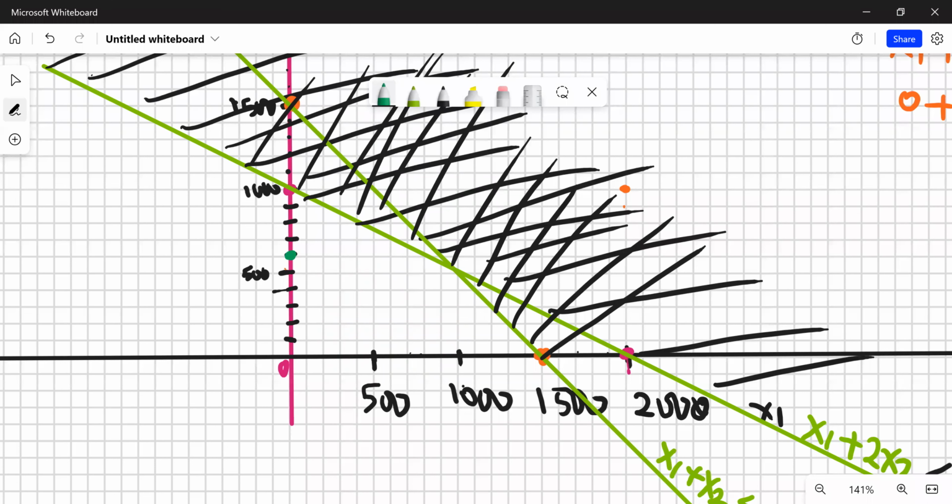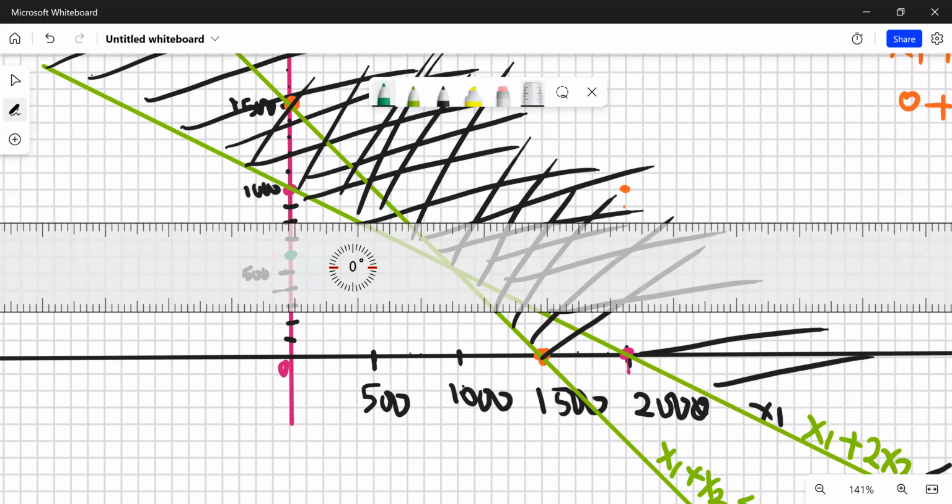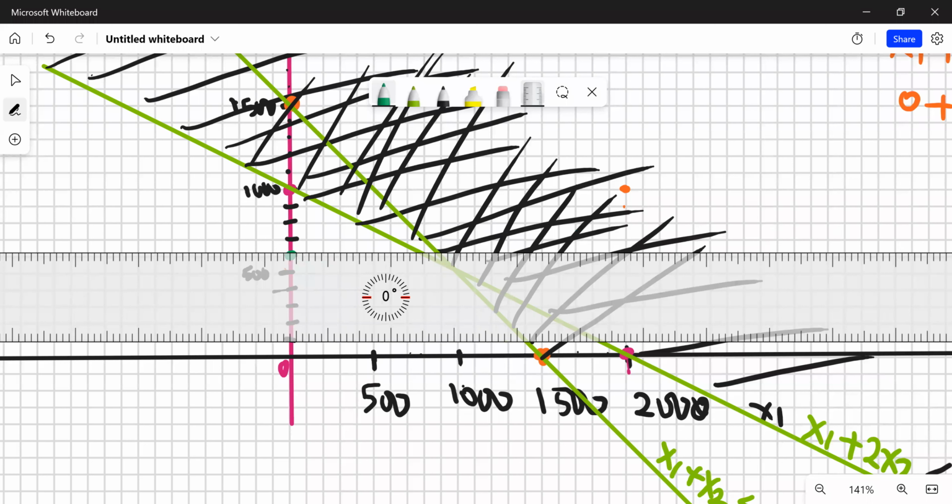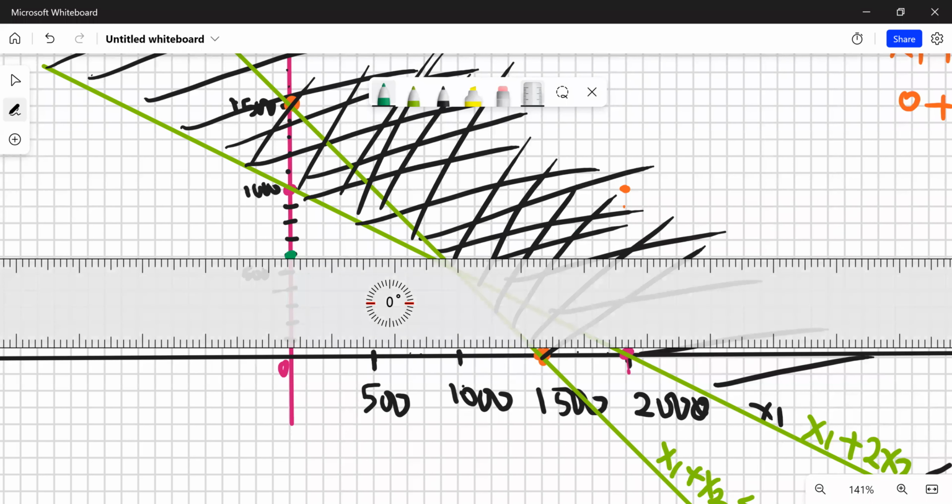So we are drawing a line which is passing through all the points where x2 is 600. And that will be a horizontal line, which is passing through the point 0, this point here. So it will be a line like that. Any point on that line, x2 is 600.